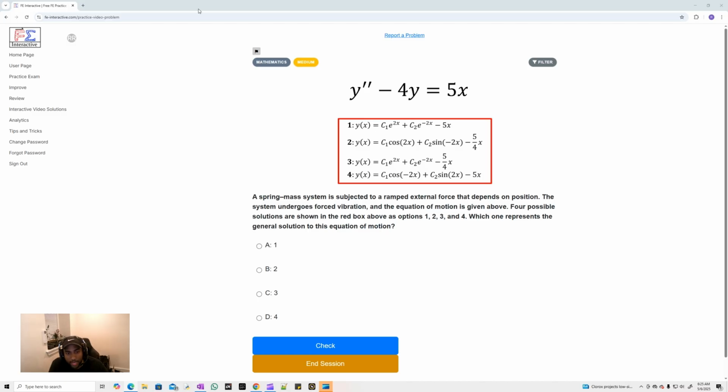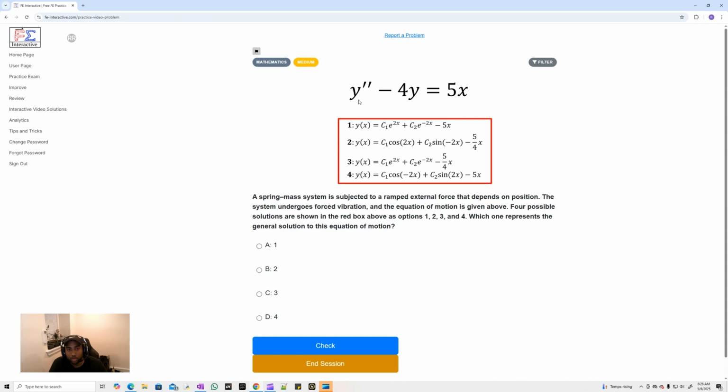Now it says a spring mass system is subject to a ramped external force that depends on position. The system undergoes forced vibration and the equation of motion is given above. We're given four possible solutions, and which one represents the general solution to this equation of motion? A lot of times on the FE exam, they'll give you a lot of backstory and things that you don't really need. But the real goal of this problem is to find the general solution.